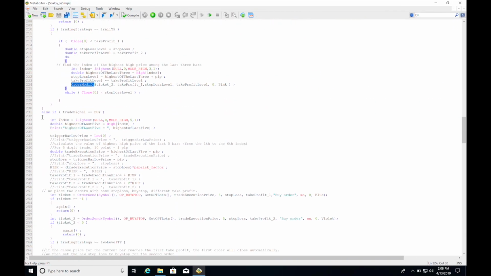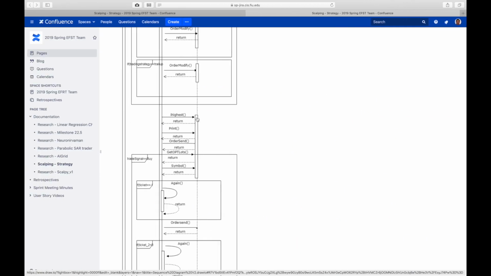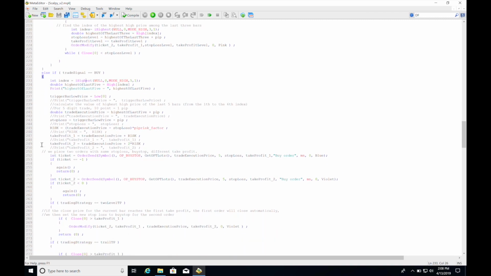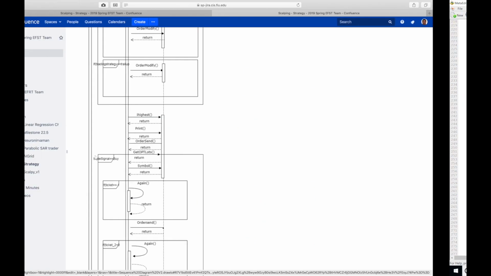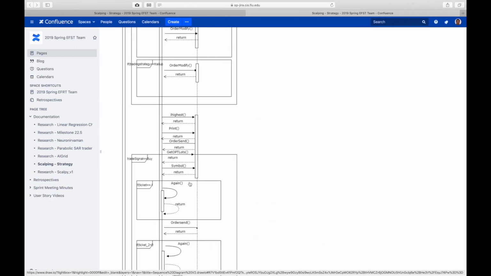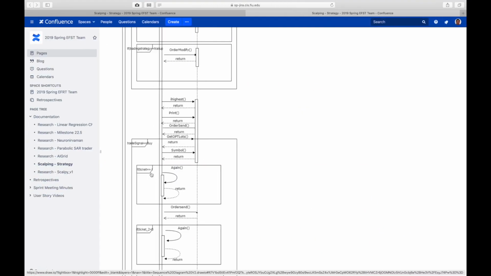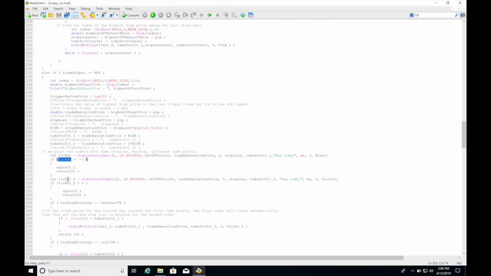As for the other part, the trade signal, when it is a buy, first we'll calculate the highest. We'll do a printout again. We'll calculate our variables that we'll be using to place the orders for the take profit 1, take profit 2 as well. We'll place the orders. We'll check if there's an error. If there's an error, we'll try it again and we'll return.